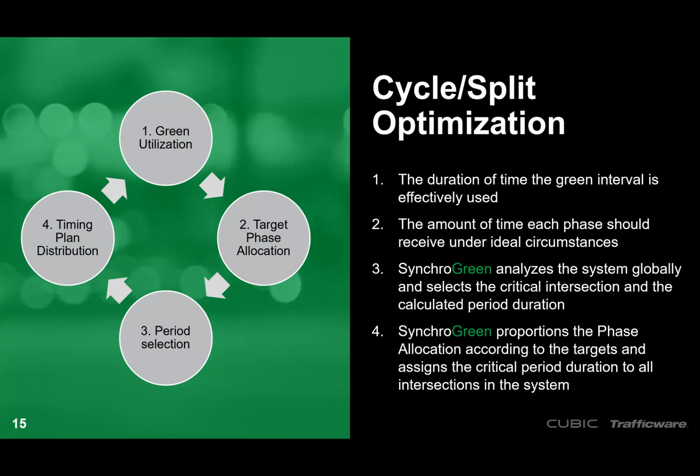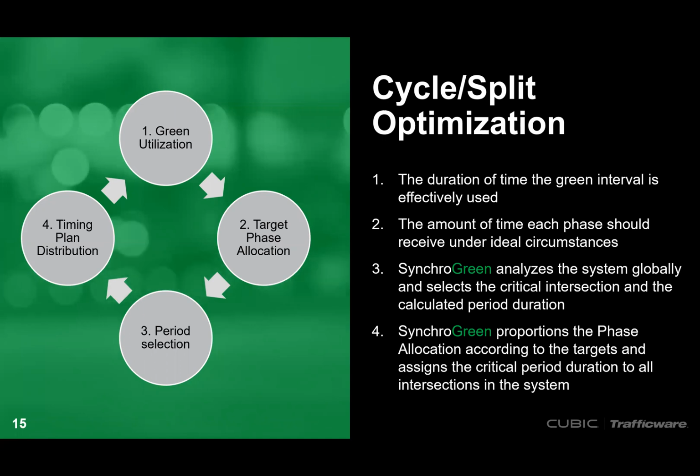So now here's a little more of the meat and potatoes of how things work. We first start with what we call green utilization. Remember, we discussed those detector zones there at the stop bar. This is where we measure that green utilization. This measures the amount of time the detector is occupied. This is the amount of time that the cars are actually moving over the detector, not sitting there, but actually moving over that detector. And this is the duration of time in the green interval, if you will, that is effectively used. And that information is compiled then to determine the amount of time each phase should receive under those ideal circumstances.